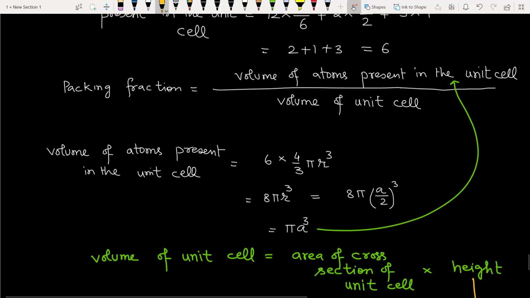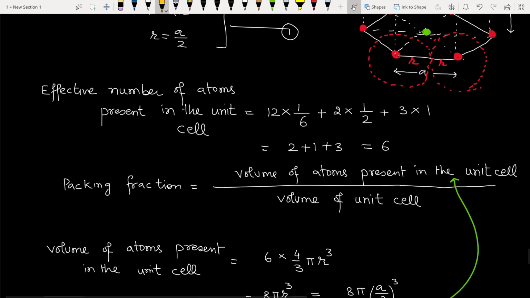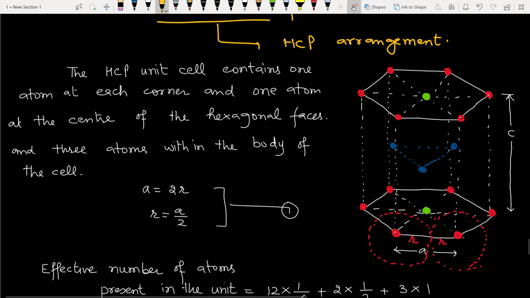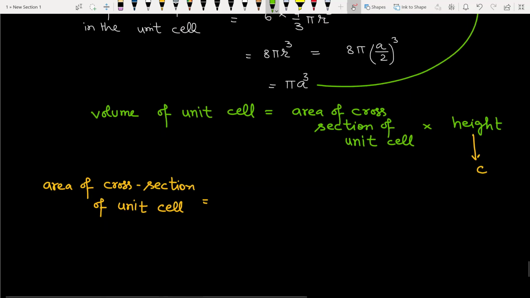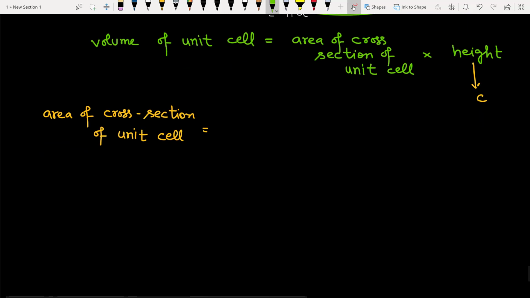As in the unit cell we have 6 triangles: one triangle, second, third, fourth, fifth, sixth. In the cross section we have 6 triangles. So 6 into area of one equilateral triangle. All these are equilateral.